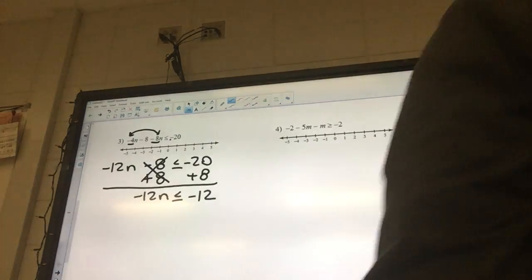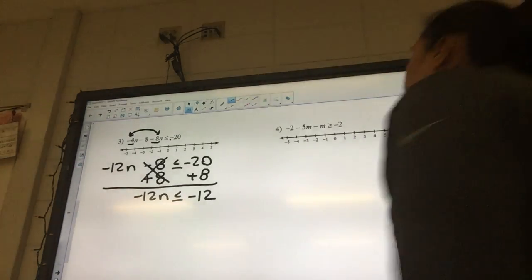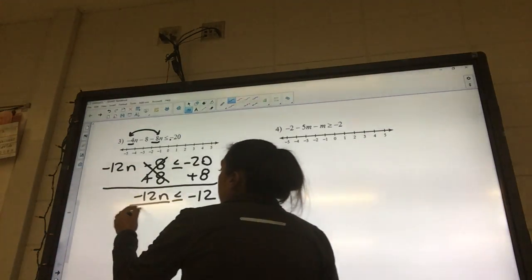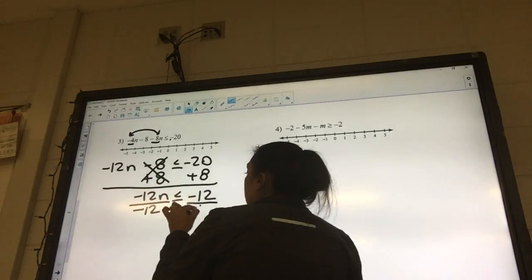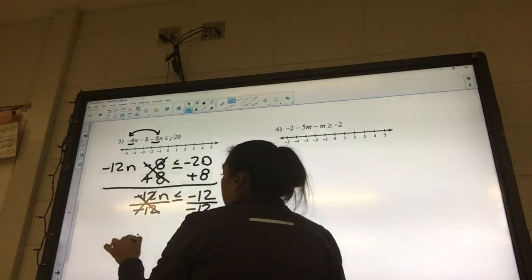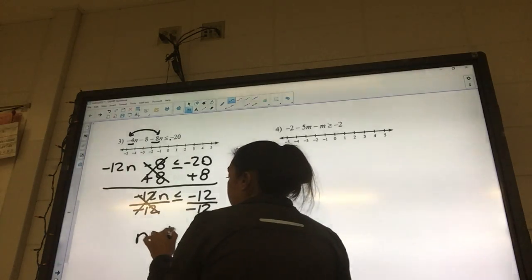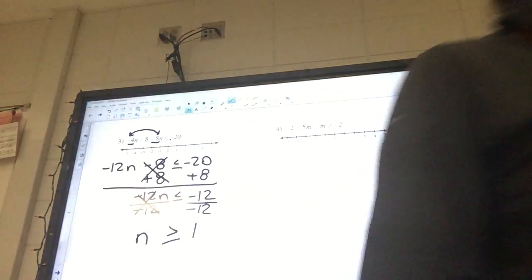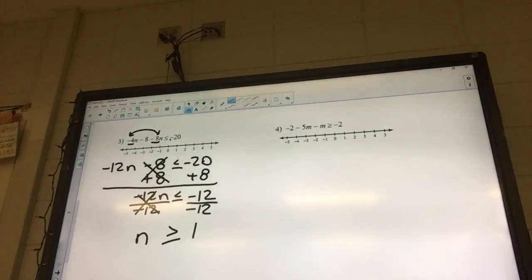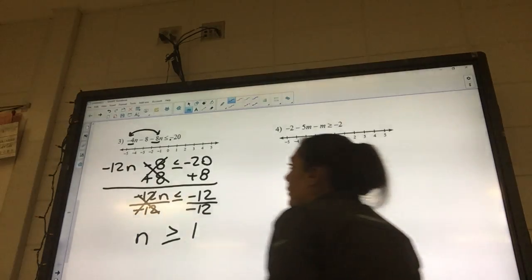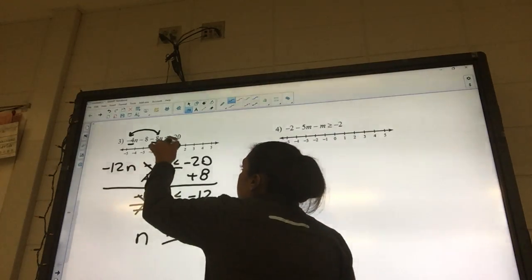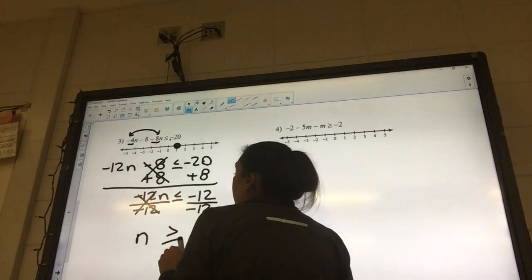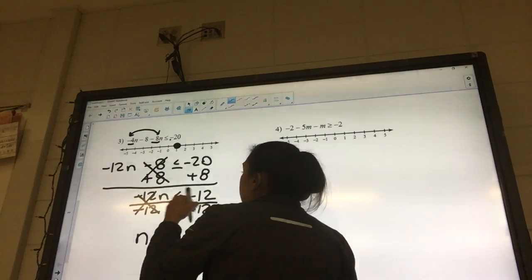So what's our last step? Divide. And you are going to get a 1, and yes, we do flip it, because that 12 on the bottom is negative. Okay? So if we go to the 1, should it be open or closed? Closed, pointed to the right.